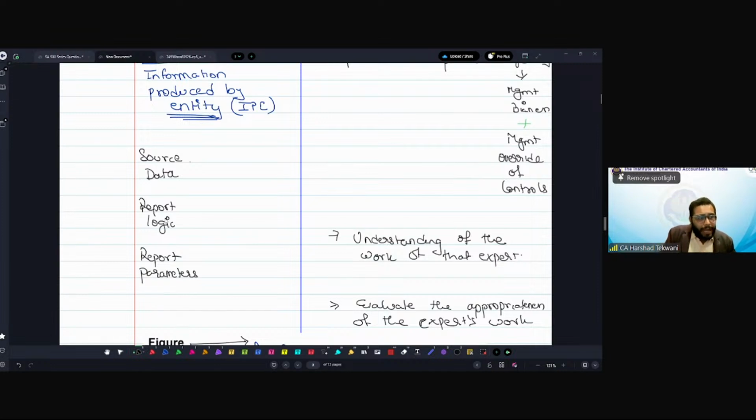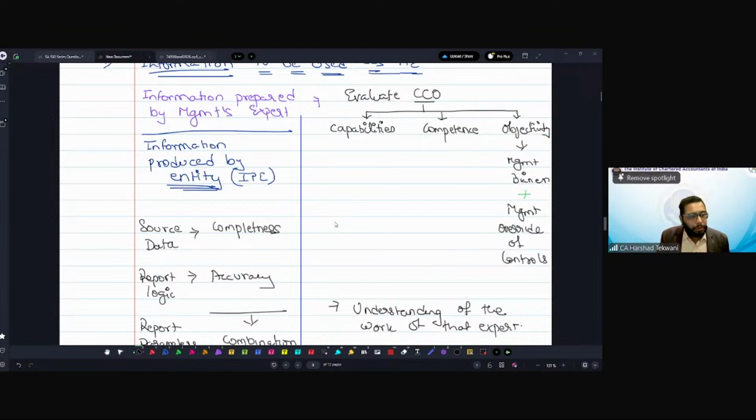So when I talk about source data, I talk about completeness. When I talk about the report logic, I'm talking about the accuracy. And when I talk about the report parameter, it is a combination of both, which may impact my accuracy and completeness. So I need to obtain audit evidence for completeness and accuracy of the information produced by the entity.